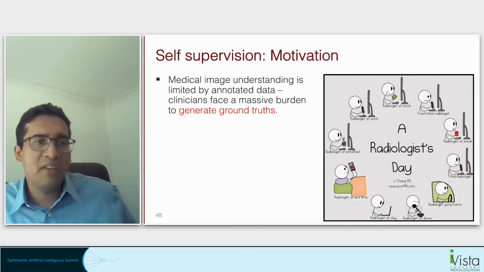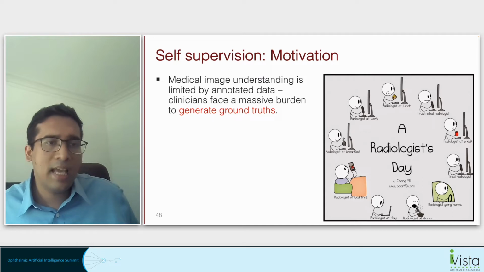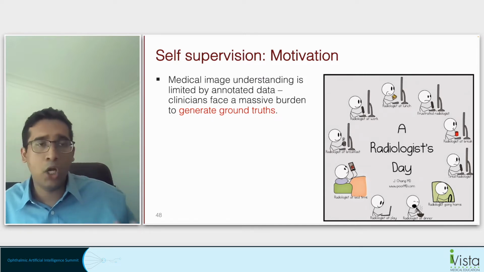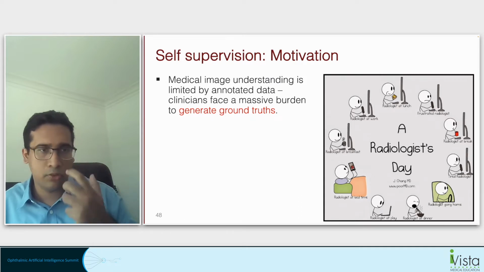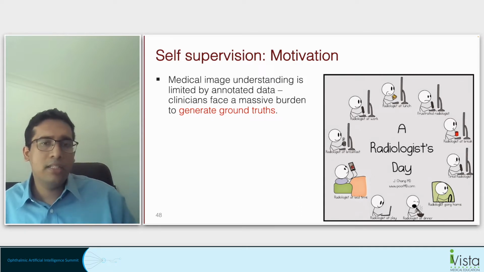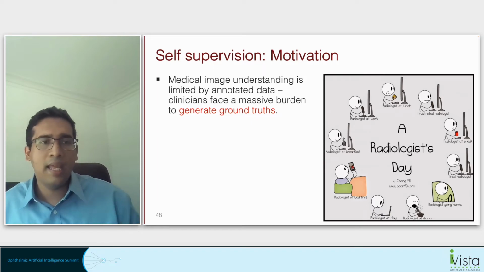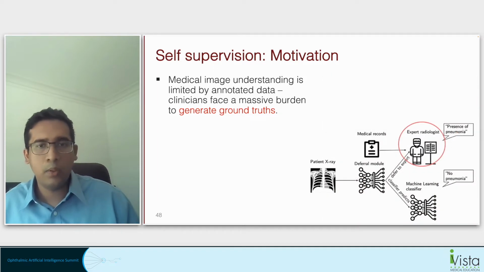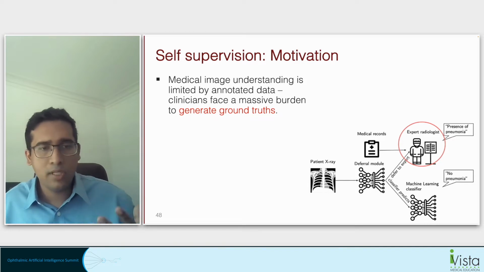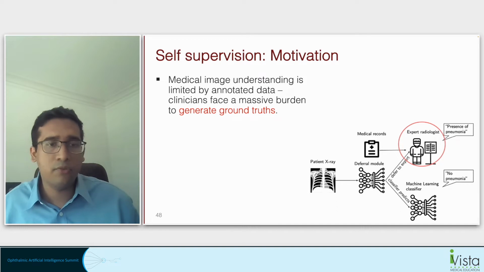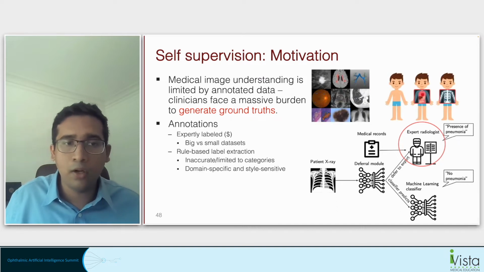Let me talk a little bit about motivation, right? Medical image understanding is limited by our annotated data. Like any deep learning model project, we need a good data set and then associated ground truths. Our clinicians already have a massive burden on the clinical side, but in any deep learning based project, they not only have to give us feedback, but also have to sit, and there will be multiple clinicians who have to agree on certain label data or ground truth, right?